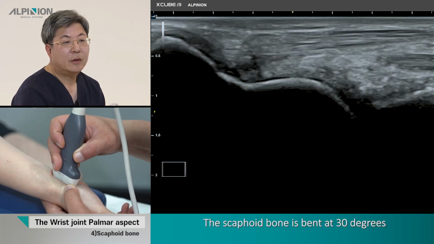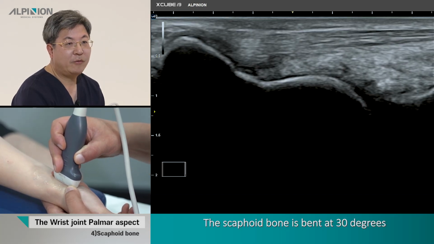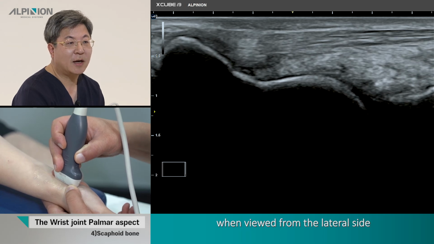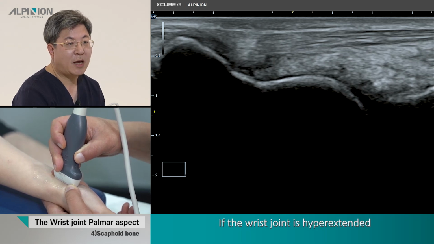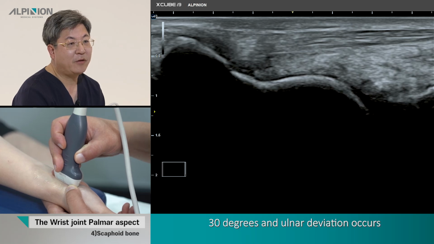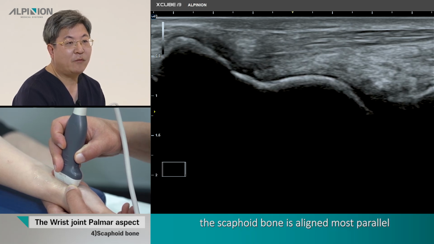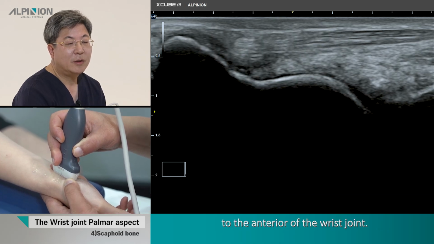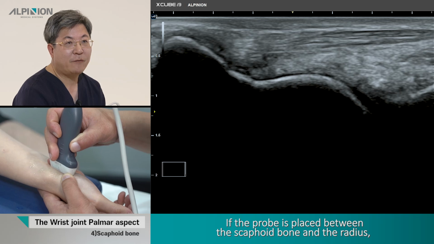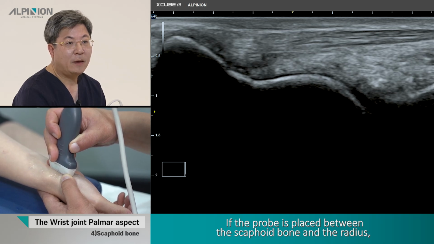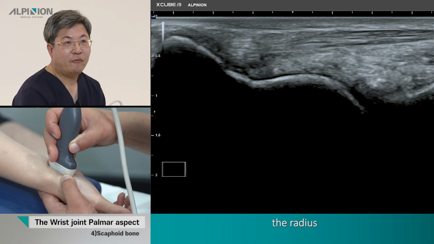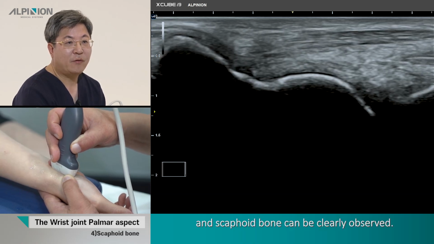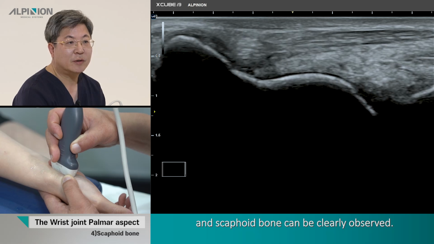Scaphoid bone. The scaphoid bone is bent at 30 degrees relative to the wrist joint when viewed from the lateral side. If the wrist joint is hyperextended 30 degrees, then the deviation is corrected, and the scaphoid bone is aligned most parallel to the anterior of the wrist joint. If the probe is placed between the scaphoid bone and the radius, the radioscaphoid joint and scaphoid bone can be clearly observed.